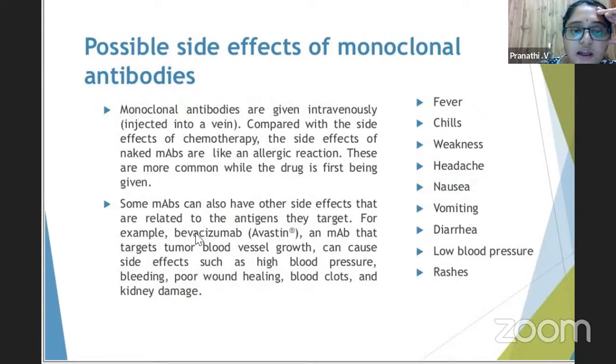Zilumab. So you have different kinds. MAB means monoclonal antibody. So this is bevacizumab, which targets the tumor blood vessel growth. So what is going to happen is you're going to have high BP, bleeding or poor wound healing, more blood clots, etc. So yes, you have different kinds of monoclonal antibodies and different kinds of side effects.